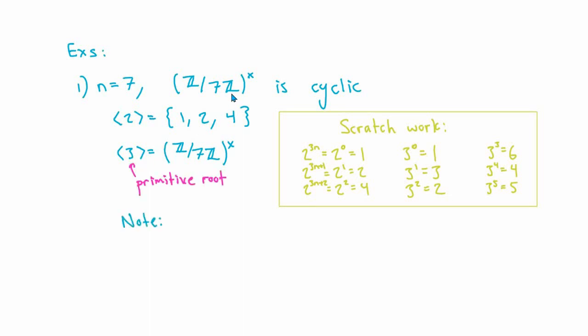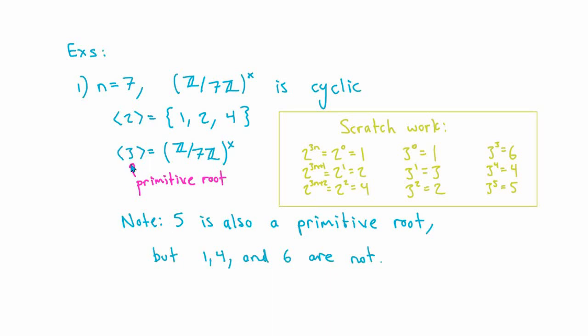Now, it's worth pointing out in this example that 3 is not the only primitive root modulo 7. The residue class 5, which by the way happens to be 3 inverse modulo 7, is also a primitive root modulo 7. But besides 3 and 5, the other 4 residue classes in this group are all not primitive roots modulo 7.